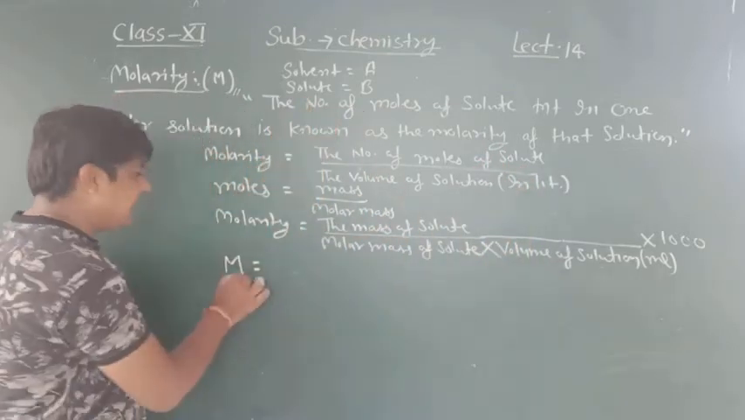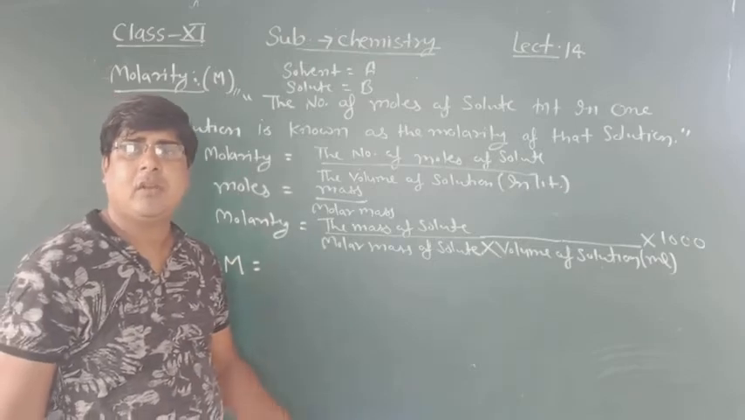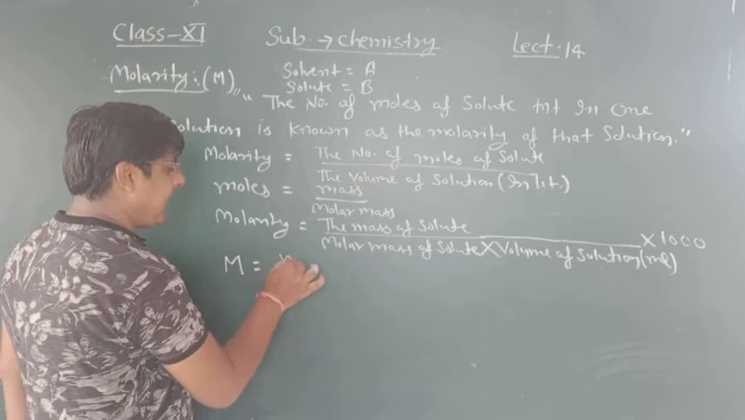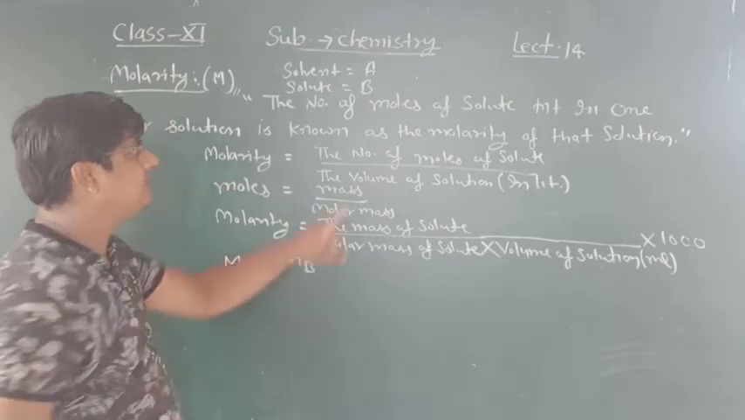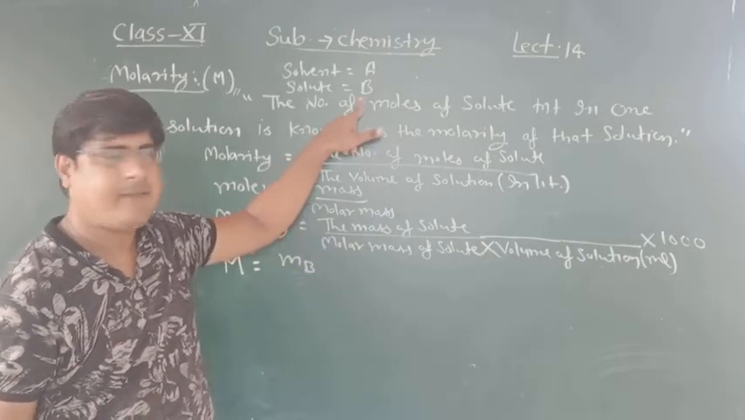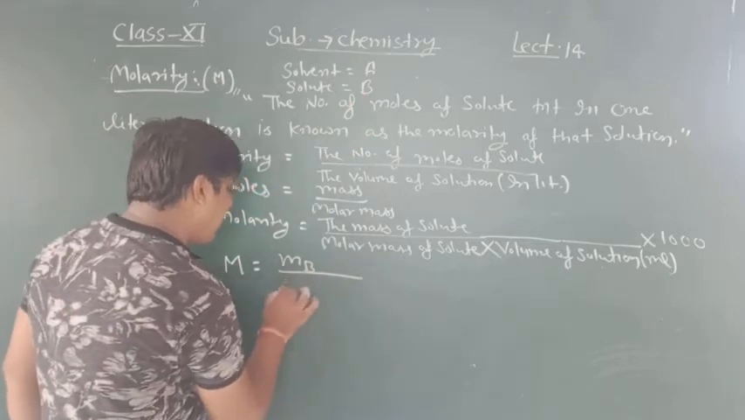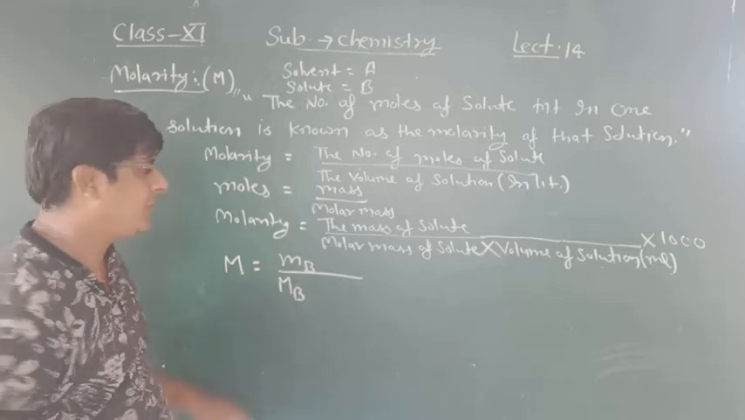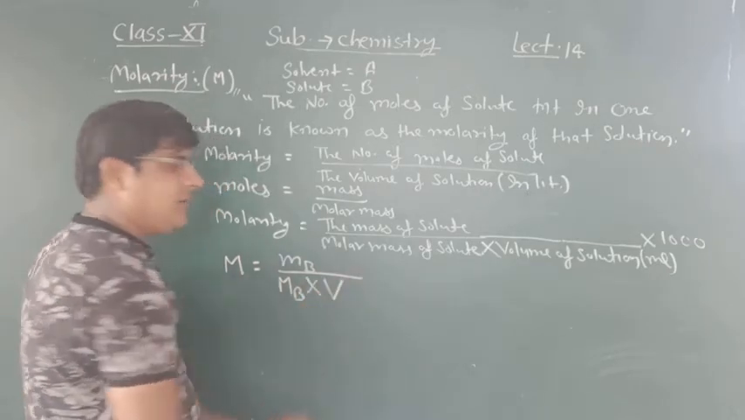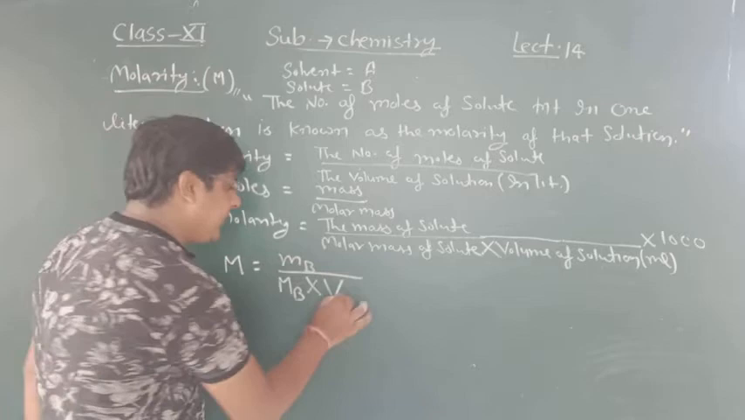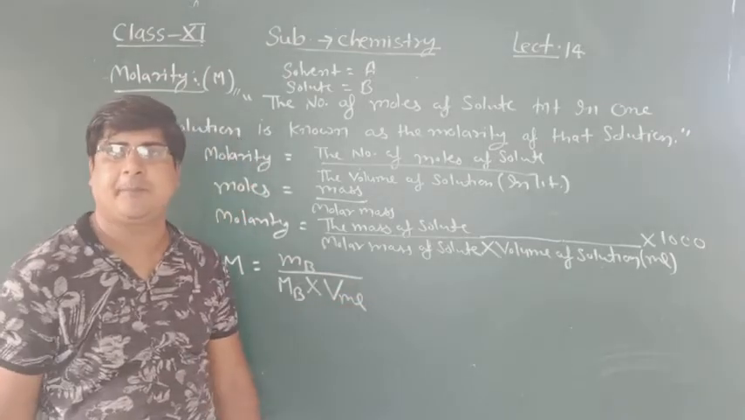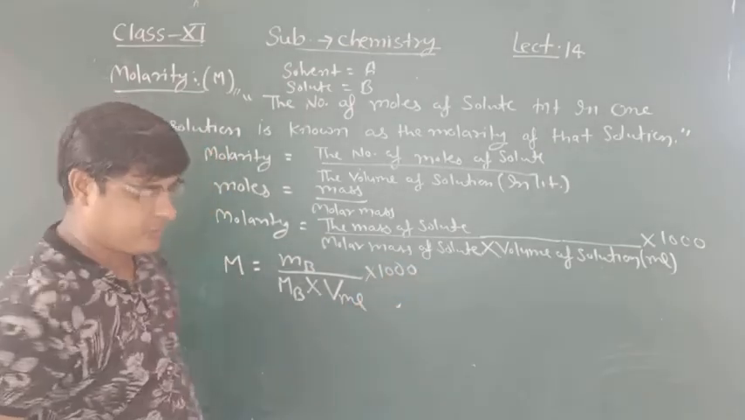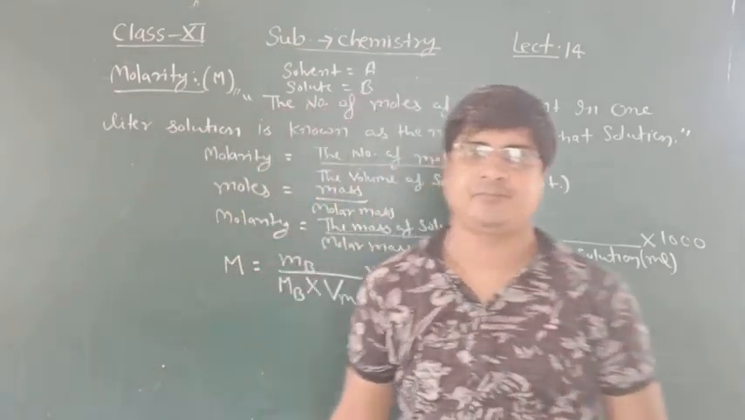So I am writing here the molarity will be mass of solute, so mass m B, understand, upon molar mass capital M B, which means molar mass of solute. V means volume, and if the volume is given in milliliter, then we will multiply it by 1000. This is the formula for molarity.